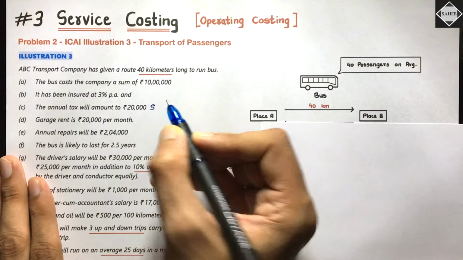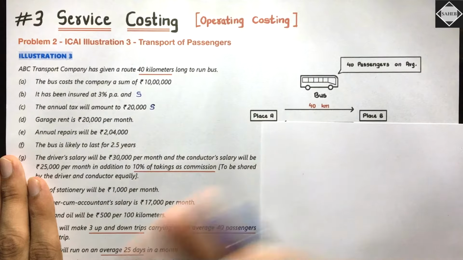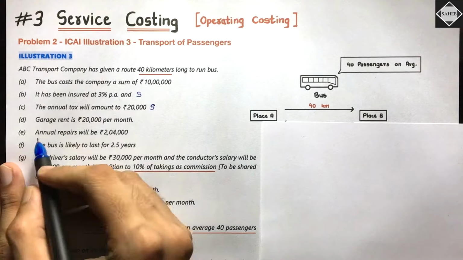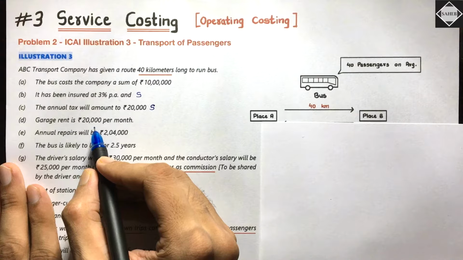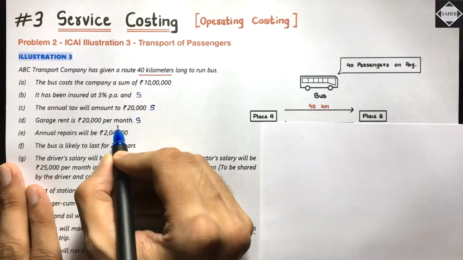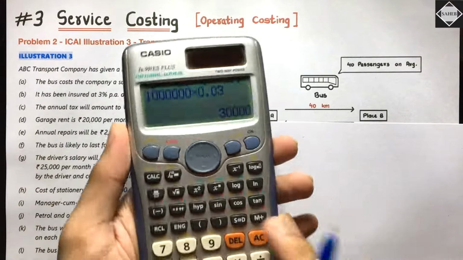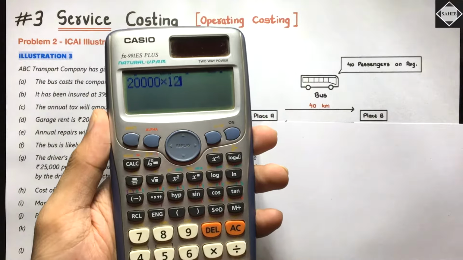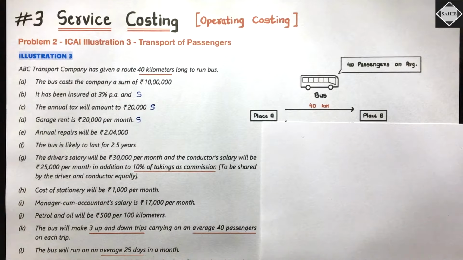You all know this. The annual tax is a standing charge, and this insurance is also a standing charge. It doesn't matter whether the bus runs or not, you always have to pay that. Garage rent is 20,000 per month. Garage rent is what kind of cost? It is a fixed cost, so this will also be a standing charge. 20,000 per month, so you multiply by 12. 20,000 into 12 is 2,40,000. That would be the garage rent per year.